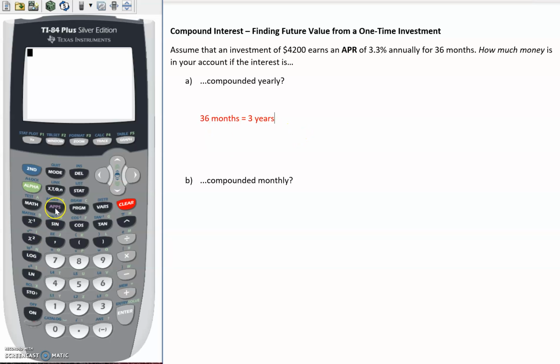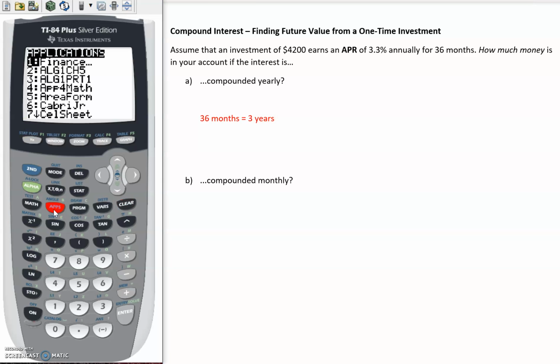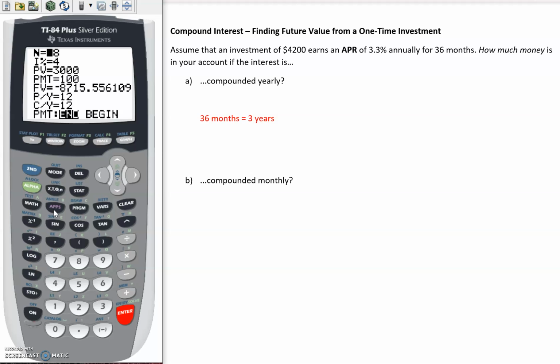All right, so let's go into the TVM solver. So we click on Apps, and the very first one will be Finance. Click on Finance, and the very first one will be TVM solver. Okay, N is going to be the total number of compounds. So in this case, this is where we have to decide, am I using 36 or 3 or something else? Because we're compounding yearly, we can change this to 3. So there are just going to be 3 compounds in total.